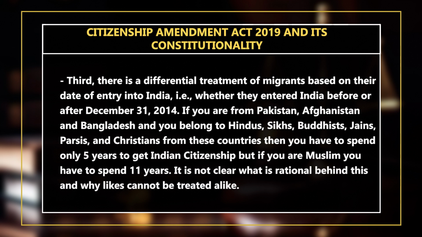in Bangladesh. Third, there is a differential treatment of migrants based on their date of entry in India, that is, whether they entered India before or after December 31st, 2014. If you are from Pakistan, Afghanistan or Bangladesh and you are a Hindu, Sikh, Buddhist, Jain, Parsi or Christian, then you have to spend only 5 years to get Indian citizenship. But if you are a Muslim, you have to spend 11 years. It is not clear what the rationale behind this is and why likes cannot be treated alike.